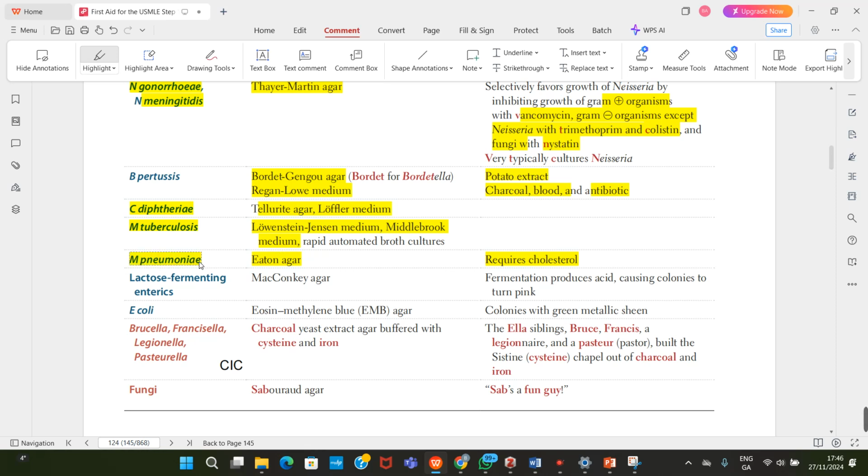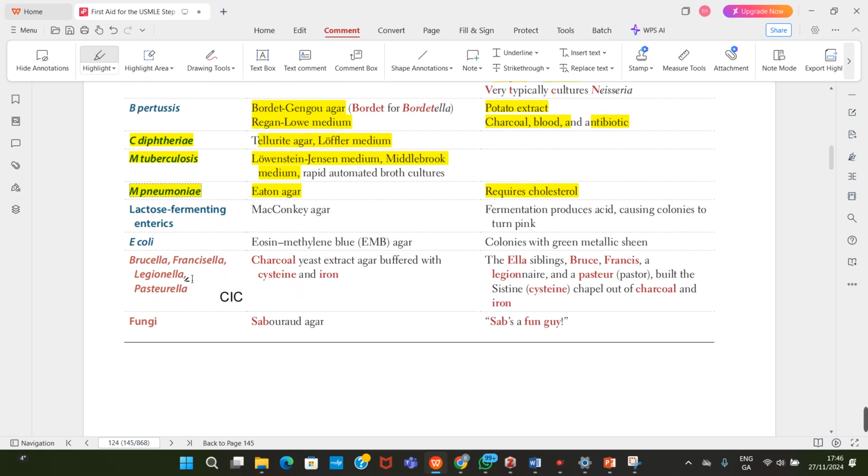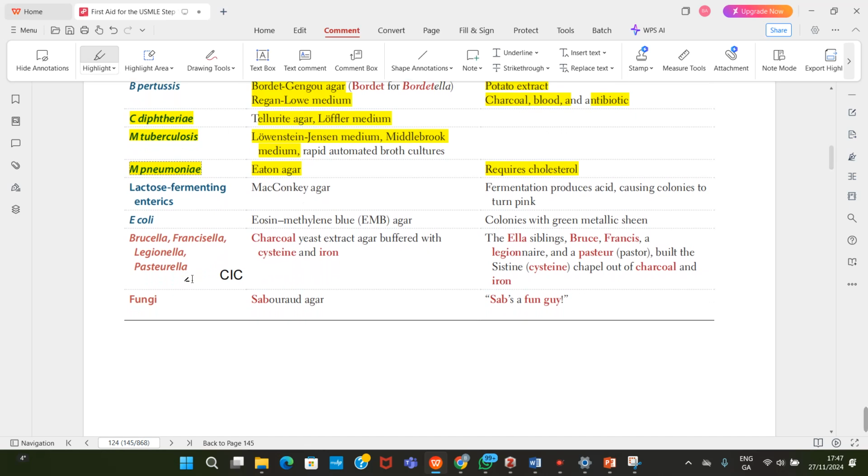Mycoplasma pneumoniae. What is peculiar to Mycoplasma and Ureaplasma? They have no cell wall. So if they want to grow, you have to give them something to help them form, like maybe a cell membrane, at least to offer some support, which is cholesterol. Unless they'll be eaten up. So we culture them using the Eaton agar for Mycoplasma pneumoniae, and it requires cholesterol. We are going to talk about Mycoplasma pneumoniae a lot. It's a very important organism. You can't go for exam, you don't know Mycoplasma pneumoniae.